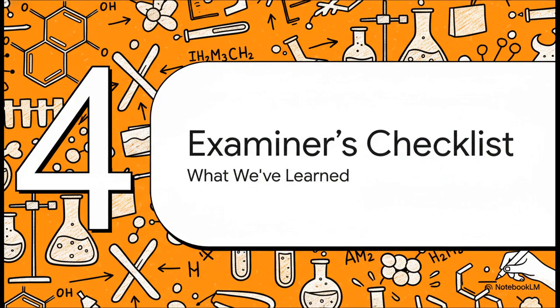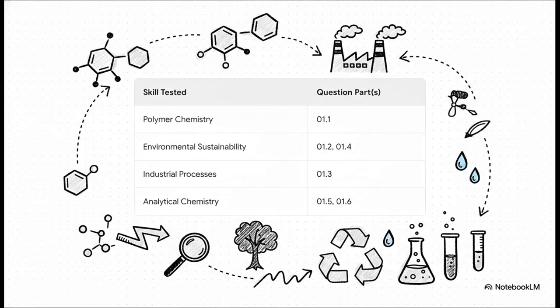So let's just step back for a second and look at what that one question really tested. It wasn't just about one little topic, was it? It was actually a journey across a huge chunk of the chemistry syllabus. I mean, this table just lays it out perfectly. A single question managed to connect polymer structures to environmental science, then to industrial processes, and finally to analytical tests. Being able to see how all these things link together, that's when you're really starting to master chemistry.